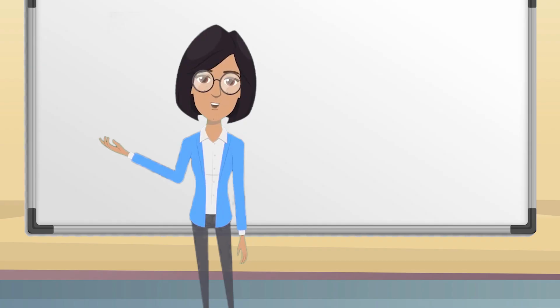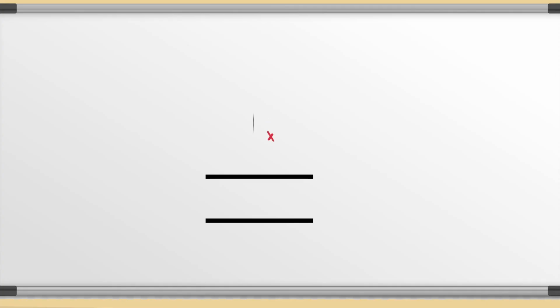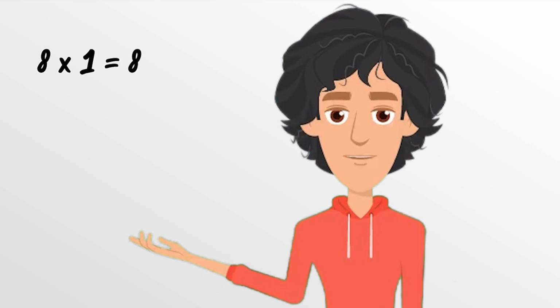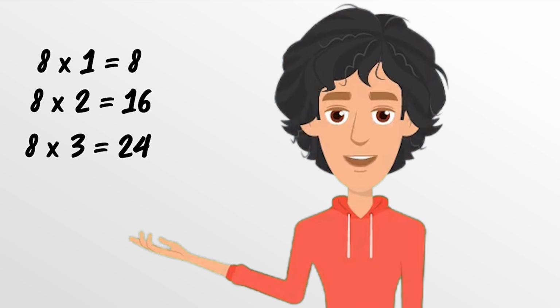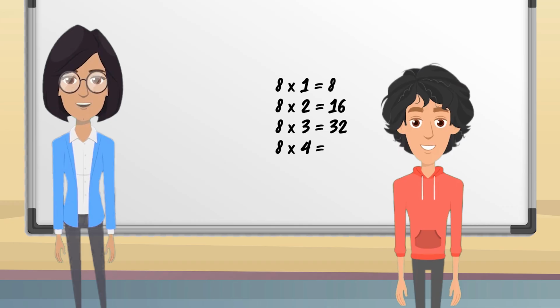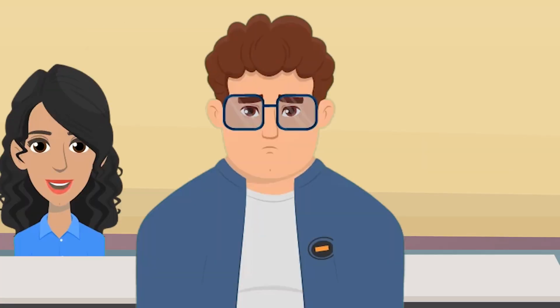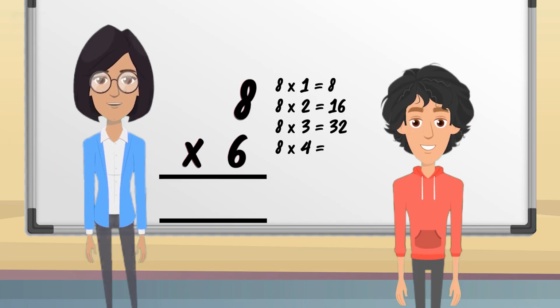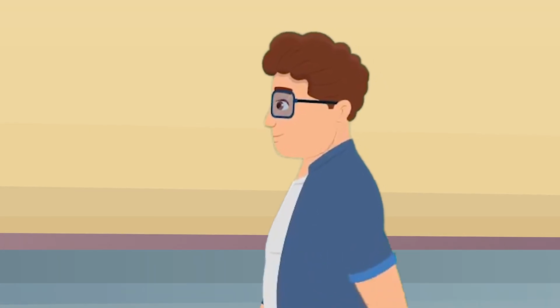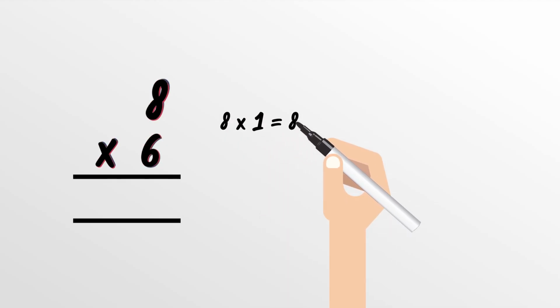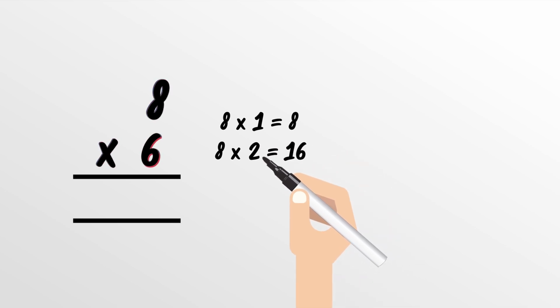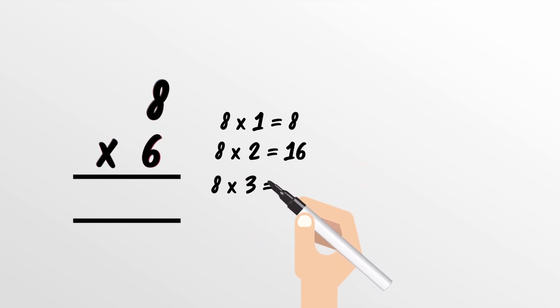Very good. Now let us take another example. Can you come out and solve this? 8 times 6, that's easy. 8 ones are 8, 8 twos are 16, 8 threes are 24, 8 fours are... Hold on, Akash. Let me invite another student. Can you come up and write the product? 8 ones are 8, 8 twos are 16, 8 threes are 24.